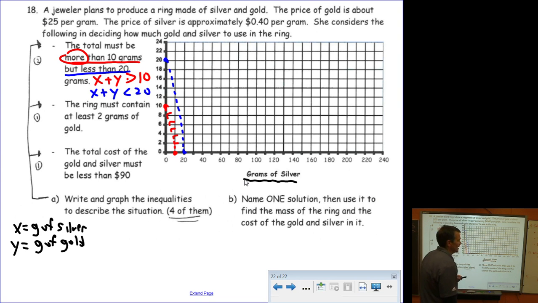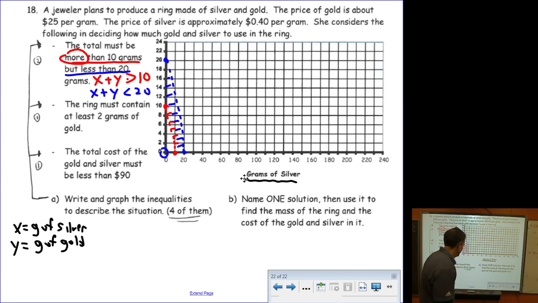And this time, when I go to shade it, I put in 0, 0, right? I put in the origin. And 0 plus 0 is less than 20. So this one's going to be shaded on this side of the line. So right now I'm shaded between the red and the blue.